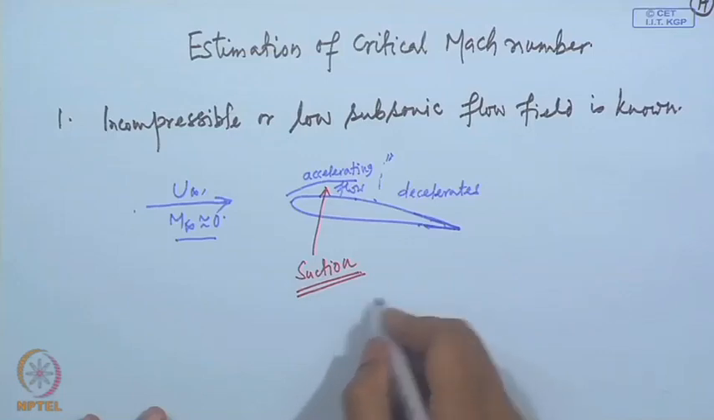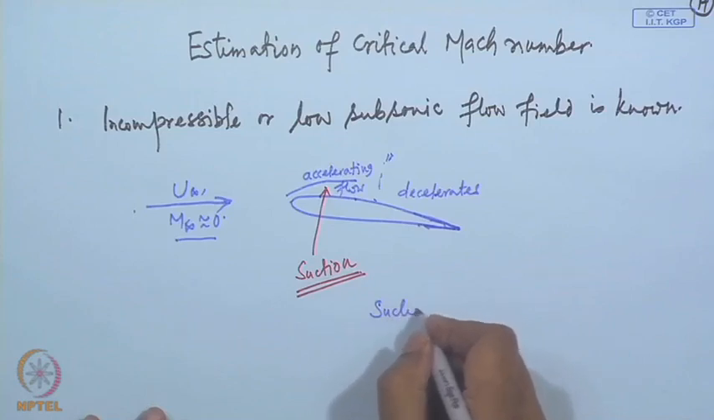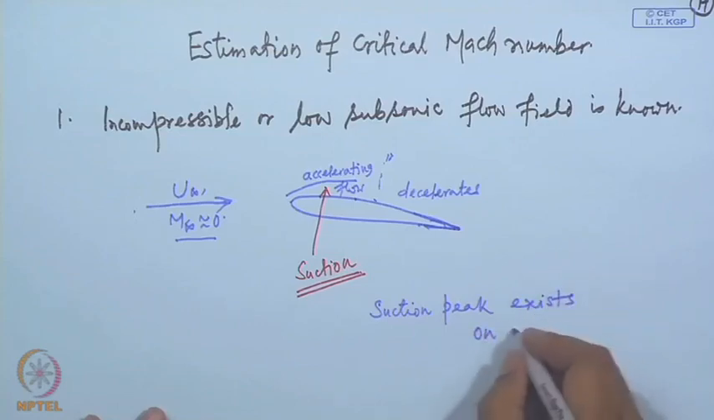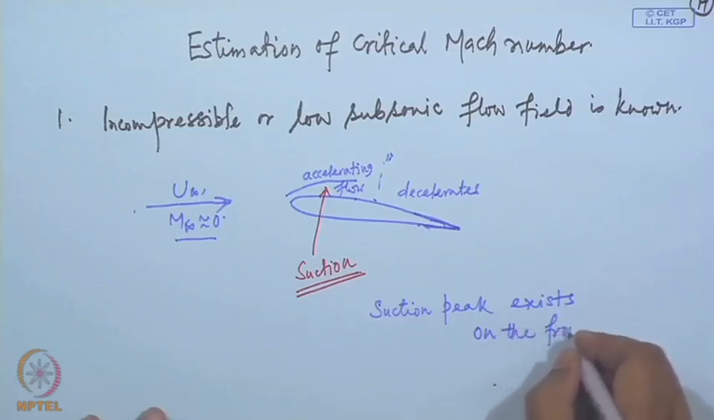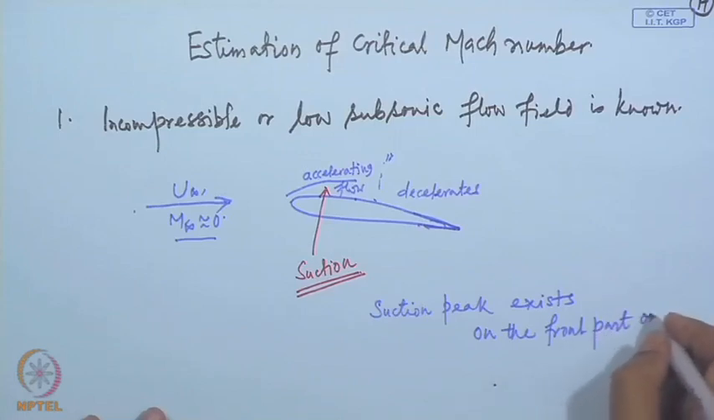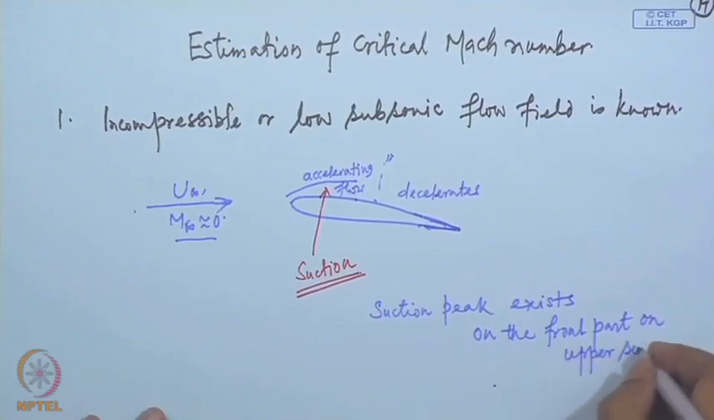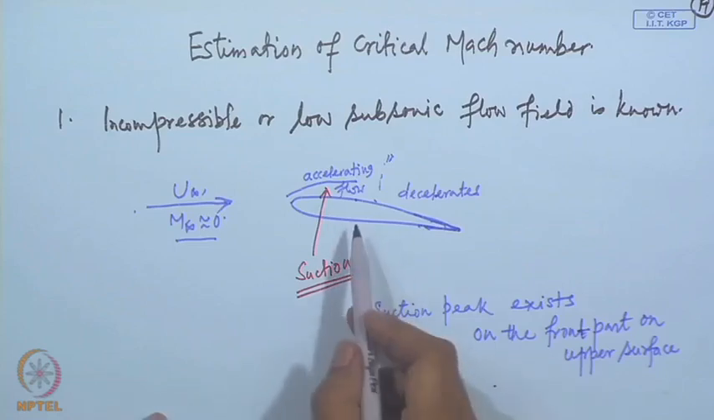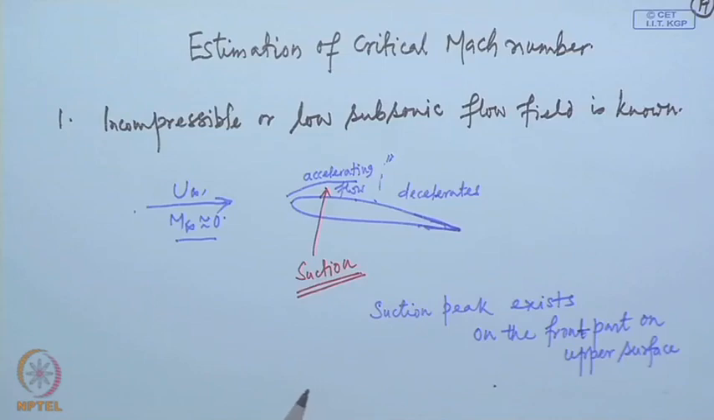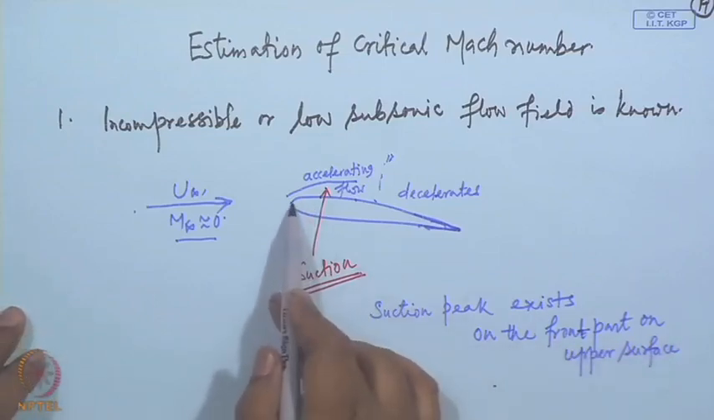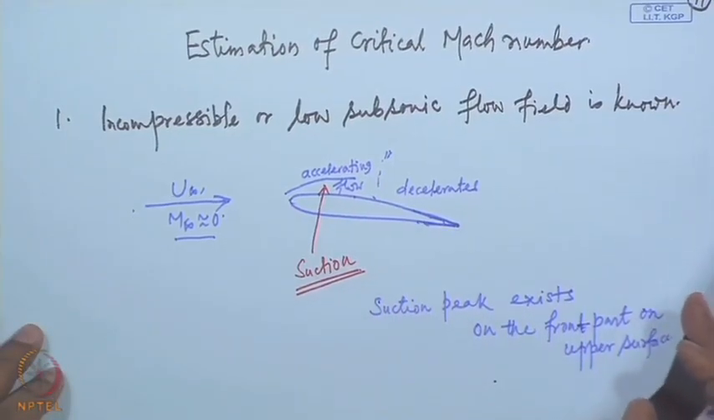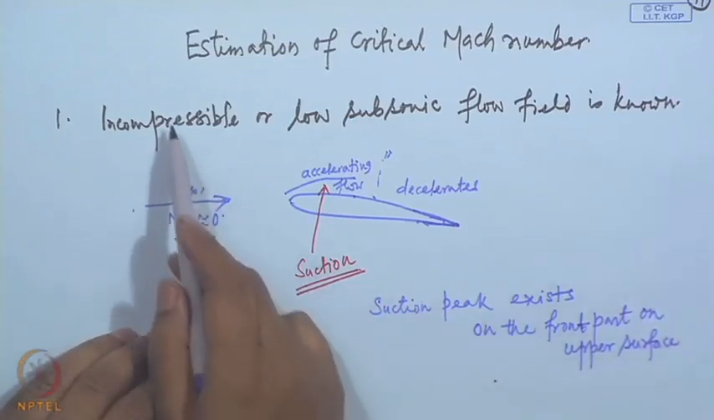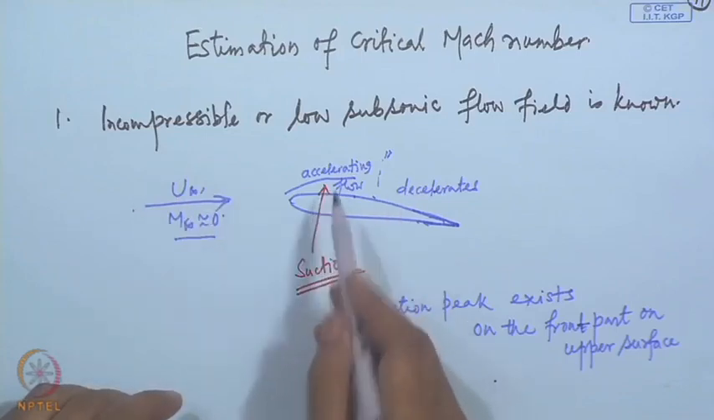So, one suction peak exists on the front part, on the upper surface. Of course, this suction peak point depends on the type of airfoil, but usually it is somewhat downstream of the leading edge. For our conventional airfoils, the 4-digit NACA series, the suction peak is quite close to the leading edge. And since we are assuming that the incompressible flow solution is known, the suction peak is known.